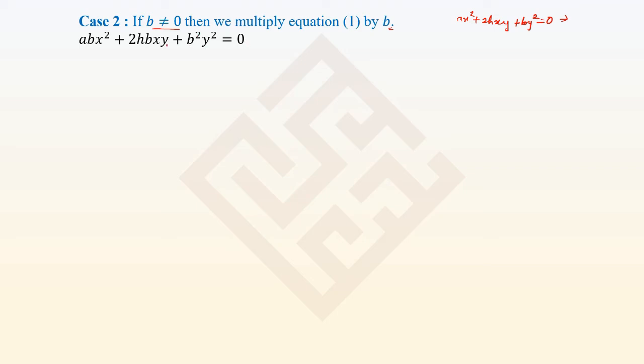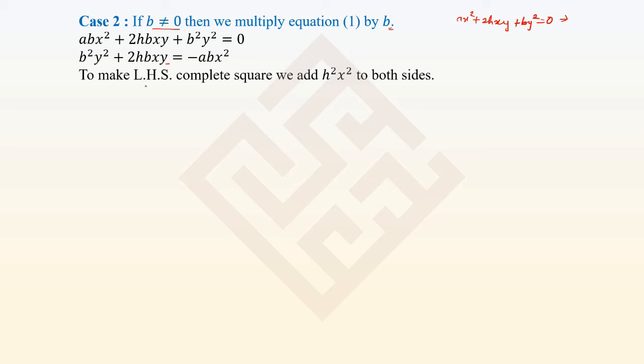अब हम क्या करेंगे, जो y के टर्म है उनको एक साथ करेंगे और जो x के टर्म्स है उसको हम दूसरे साइड लेके जाते हैं. So we can say b square y square plus 2hb xy is equal to minus of ab into x square. Here there is a y term, so we are keeping the term on the left hand side. अब हम क्या करेंगे, we are going to do a perfect square on the left hand side. To make the LHS a perfect or complete square, we add h square x square to both sides. So दोनों साइड हम ऐड करेंगे h square into x square.